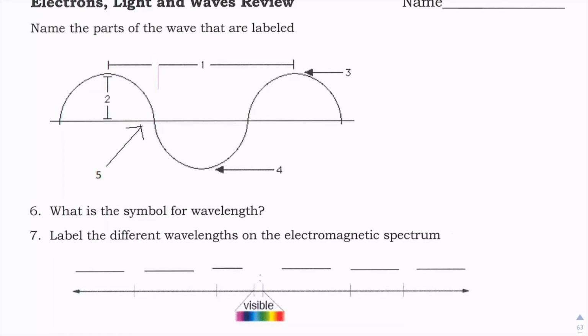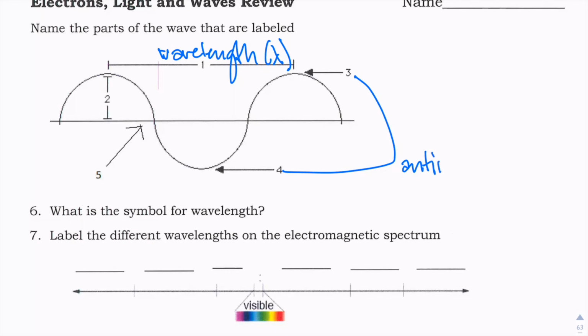So number one is a wavelength, and that's represented by the symbol lambda, which is a Greek letter. Both 3 and 4 are antinodes. Number 5 is a node. And number 2 is amplitude. And the symbol for wavelength is the lambda.